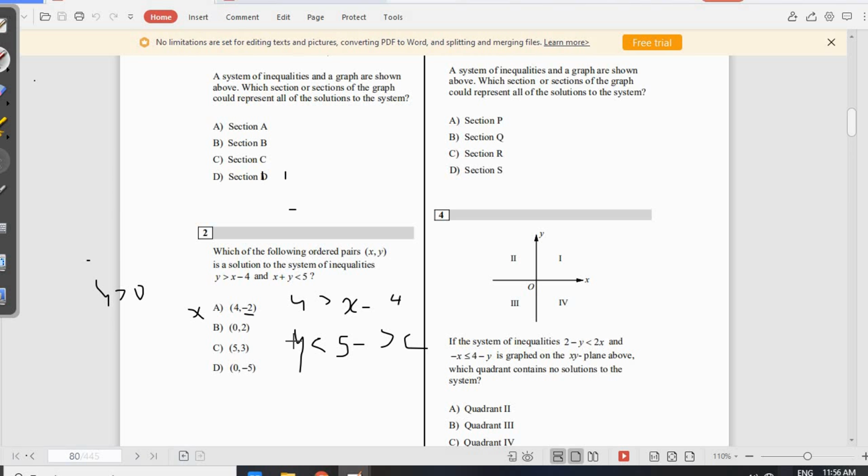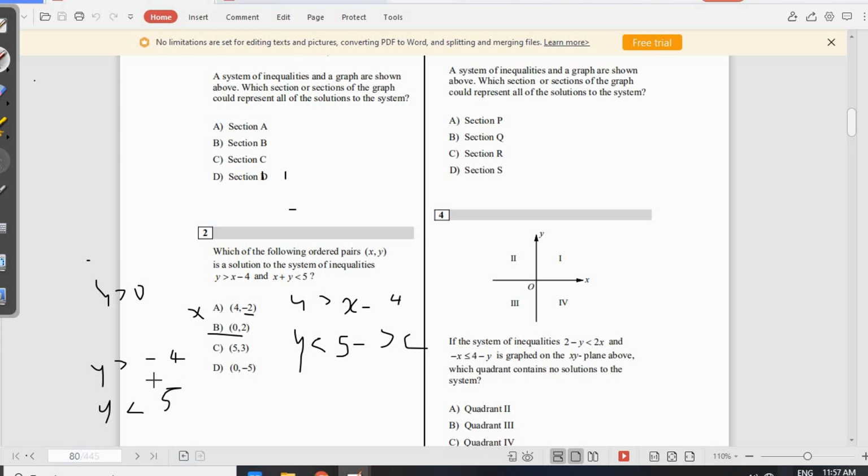This is the elimination method. Now B, we're eliminating each of the options. B has x as 0. 0 minus 4 gives minus 4, so y is greater than minus 4. Yes, 2 here is y and it's greater than minus 4. But let's test it with the second one. 5 minus 0 is 5, so y is less than 5. With 2 there, yes, 2 is less than 5. We've got one that matches, but let's test the others first.